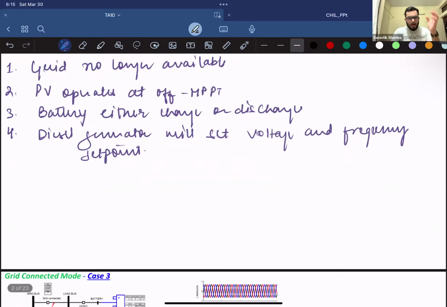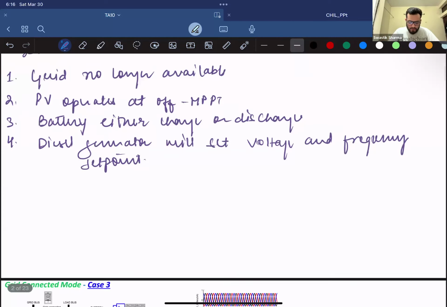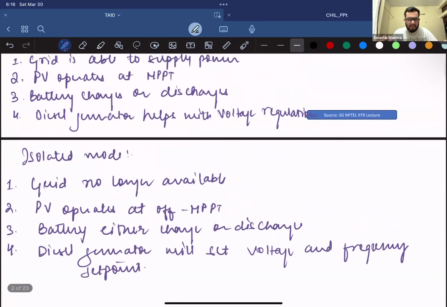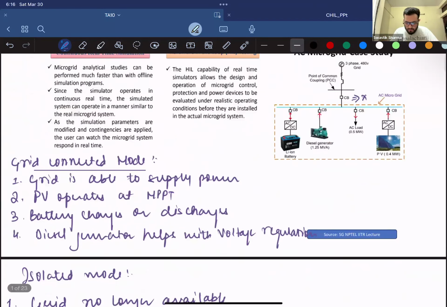So how does a diesel generator do it? It has a speed governor as well as an excitation system. The speed governor controls the amount of mechanical power input to the rotor, and your excitation system controls the reactive power taken in or given out. By controlling its excitation, your diesel generator controls how much reactive power could be taken in or given out from the system. So that's how your whole AC microgrid functions.